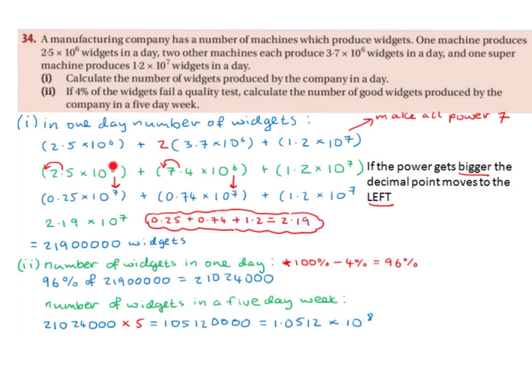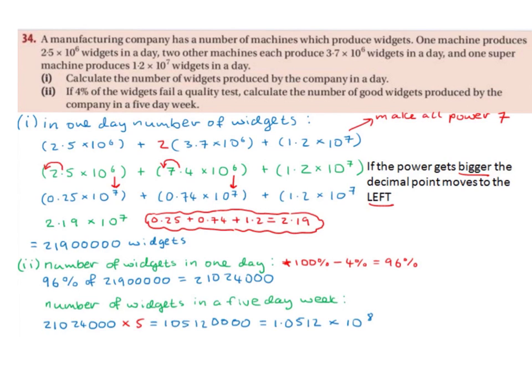So now I can change the 10 to the power 6 to 10 to the power 7. If this 6 becomes 7, I'm making the power bigger. And if the power gets bigger, the decimal point moves to the left. So this 2.5 becomes 0.25, and the 10 to the power 6 becomes 10 to the power 7. I'm going to do the same over here. This decimal point will move to the left. The 7.4 will become 0.74, and the 10 to the power 6 will become 10 to the power 7. I don't have to do anything to this because it was already 10 to the power 7.